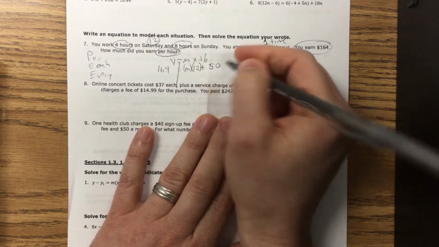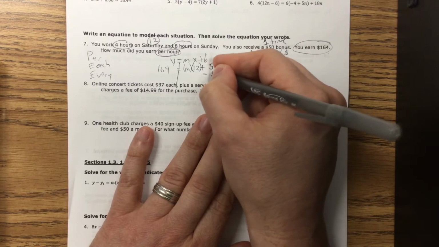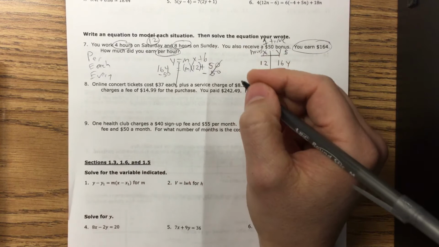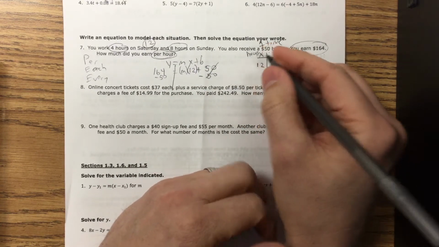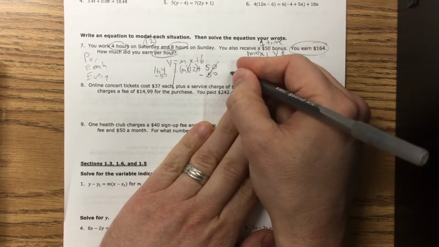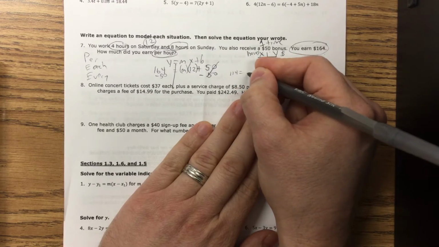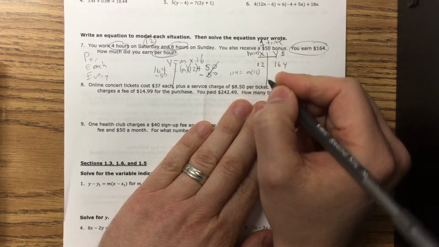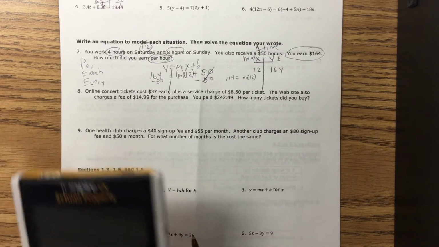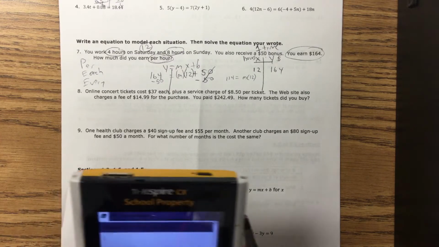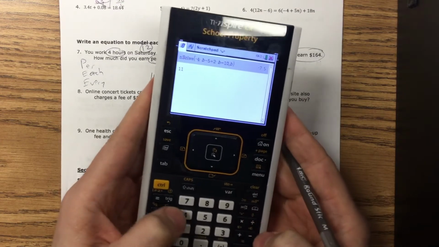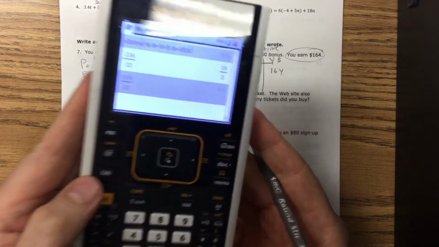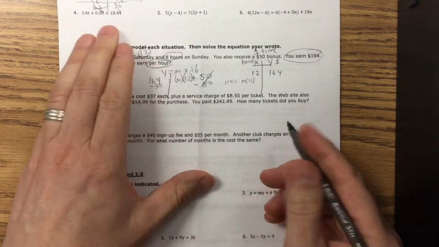We have the 164. We're going to subtract 50 from both sides. So 164 minus 50 will be 114. So we end up with 114 equals the money we're making per hour times 12. So if I do 114 divided by 12, I know how much I'm making per hour. Okay, convert that to a decimal, $9.50 per hour.